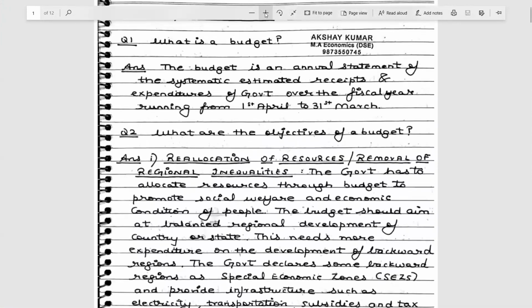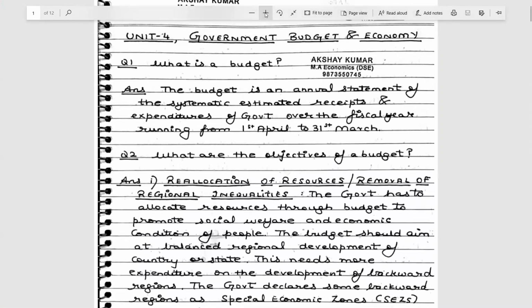Okay, so we start with the topic today. This is a new chapter and a new unit altogether in macro called the government budget. Very important unit from the exam point of view also, and a very interesting chapter. So in this chapter, we primarily talk about how the government prepares a budget.